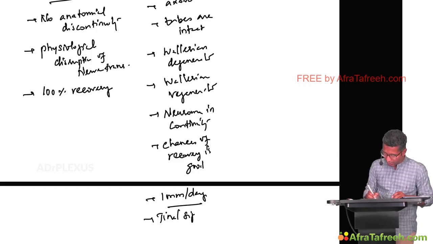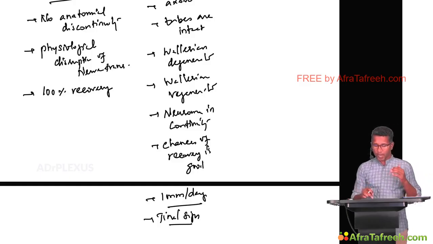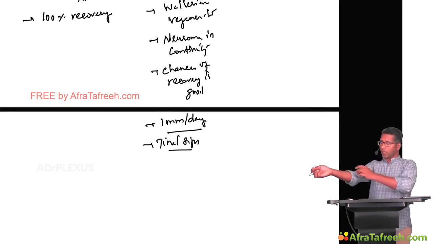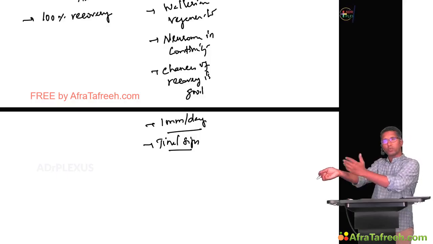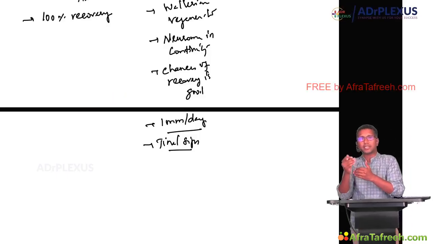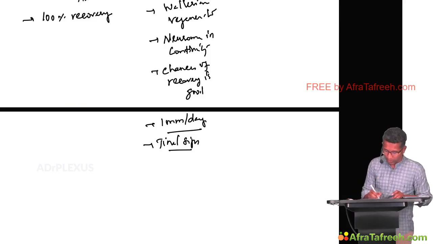So in axonotmesis you will get Tinel sign. One day you get Tinel sign here, since the nerve is growing. After 1 month you get Tinel sign more distally. So here the Tinel sign is progressing. So this is called what? This is called progressive Tinel sign.